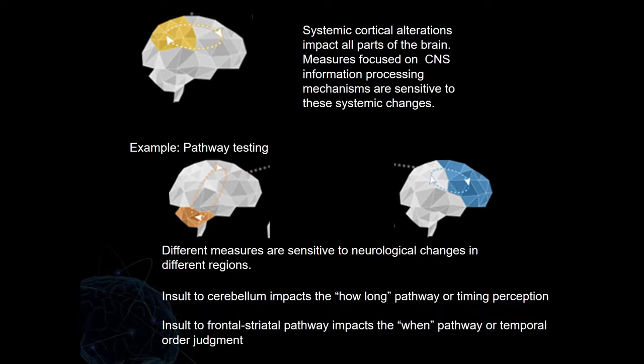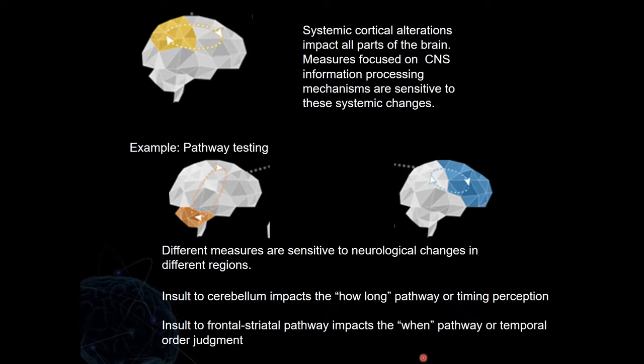Now, pathway testing is a little different, and this is the part of the brain here that receives the input from the brain gauge, but it also can send those inputs places like the cerebellum. And different measures are sensitive to changes in these different regions. So if we were to look at a measure like timing perception, that is affected very much by how well the cerebellum is working. If the cerebellum's damaged, then that whole pathway is damaged.